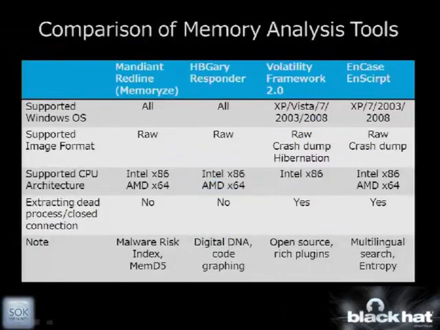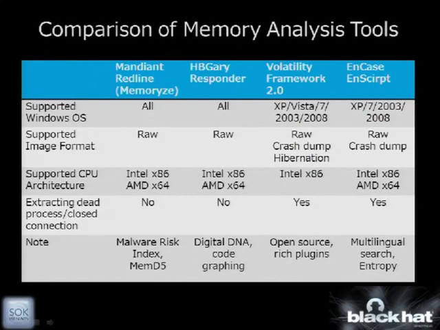Currently, we have some options when analyzing memory images. Mandiant Redline, which is a GUI frontend for Memoryze, HBGary Responder, Volatility Framework, and EnCase EnScript. The EnScript is my work. Redline and Responder support all 32-bit and 64-bit Windows versions. Volatility Framework supports only 32-bit images, but it can analyze three format images. EnCase EnScript is based on Volatility Framework. I extended my script in order to support 64-bit images.